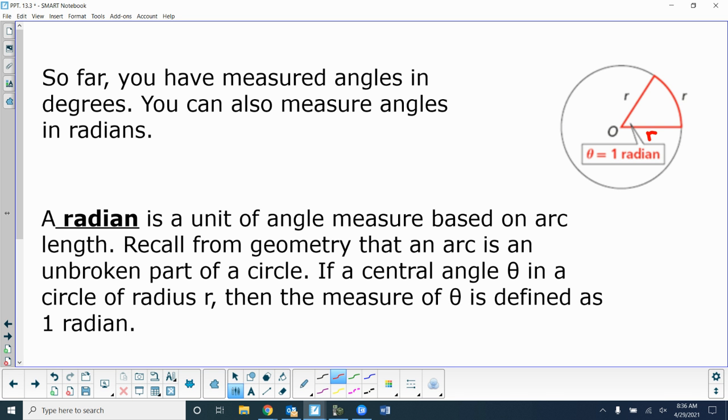Recall from last year's geometry that an arc is an unbroken part of a circle. If a central angle theta in a circle of radius r, then the measure of theta is defined as 1 radian. So when this arc length matches the radius of your circle, and we figured that out to be like 57 point something degrees.